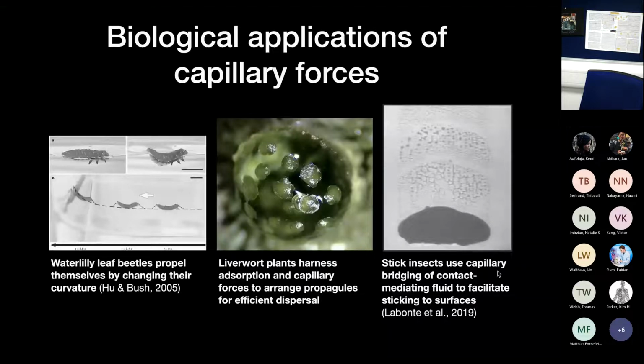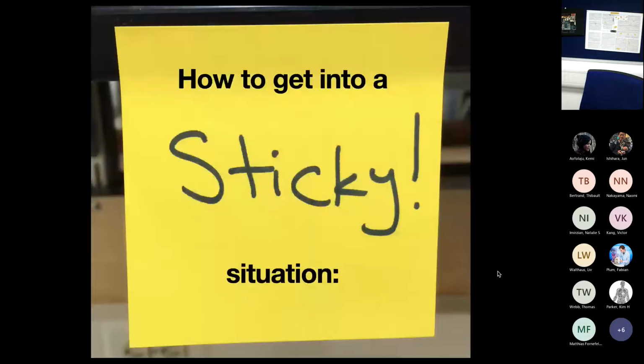Right. So that last example starts to get into looking at how capillarity can help you adhere and stick. But it's not just liquid things that stick. So for the second half of my quick introduction to capillarity and adhesion, I want to think about adhesion, in particular, how you might get into a sticky situation. Any of you who know me know I'm a big fan of sticky notes, so I always have them around. So how do you get into a sticky situation?